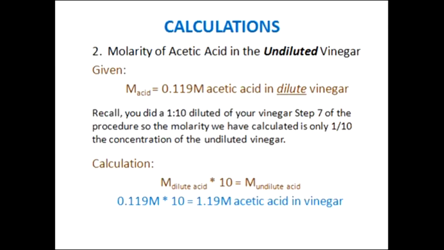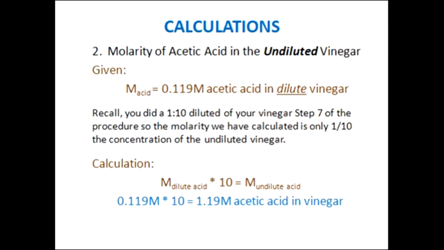Next, we need to do a calculation for the molarity of our undiluted vinegar. Recall in the lab we did a 1 to 10 dilution of our vinegar. So here we are going to need to multiply the molarity of our diluted vinegar by 10 to get the molarity of our undiluted vinegar, the molarity of the vinegar in our bottle. So for mine, it would be 0.119 molar times 10 to give me a 1.19 molar acetic acid in the vinegar that I used.